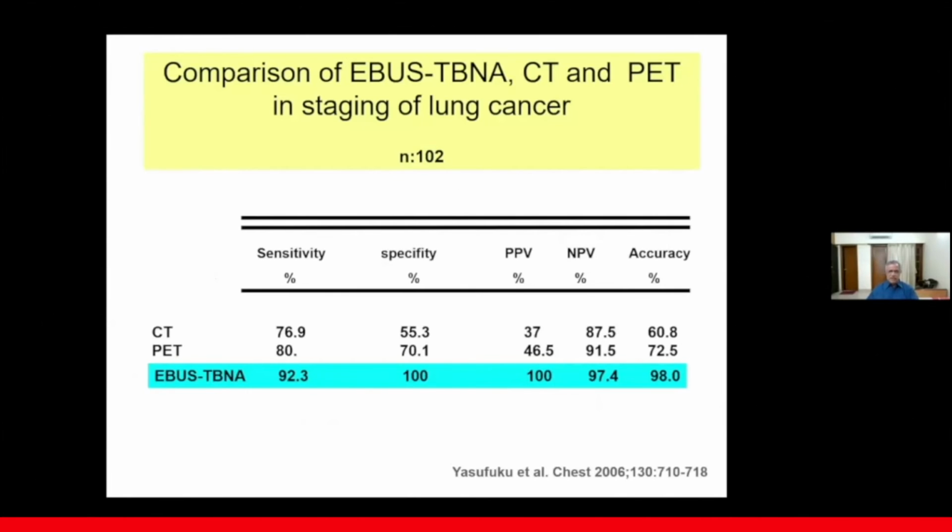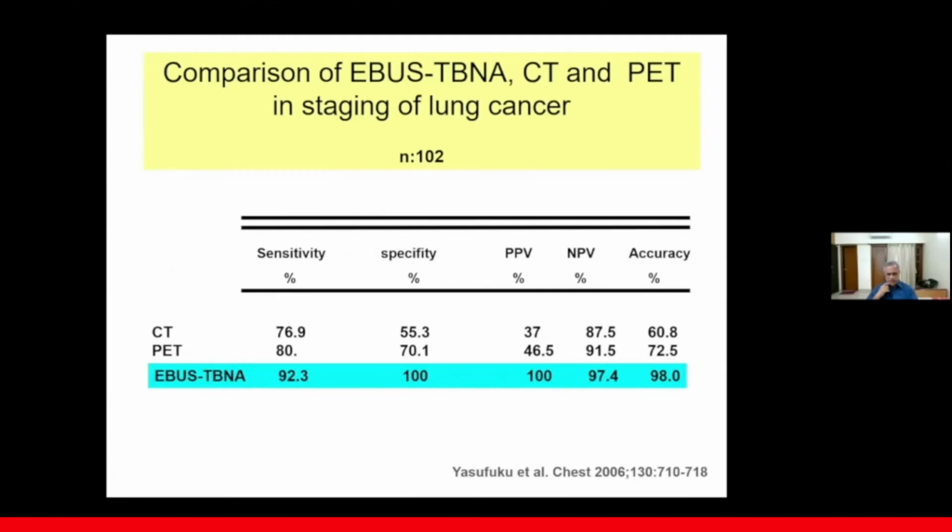Comparison of EBUS-TBNA, CT and PET in staging of lung cancer. If you look, EBUS-TBNA, if you compare with PET and CT, EBUS-TBNA is head and shoulders above the CT and PET together. It's 92.3% sensitive, which means even if the PET is negative, 20% of patients where the PET can be negative, we can pick up with the EBUS-TBNA. So EBUS-TBNA is more sensitive.